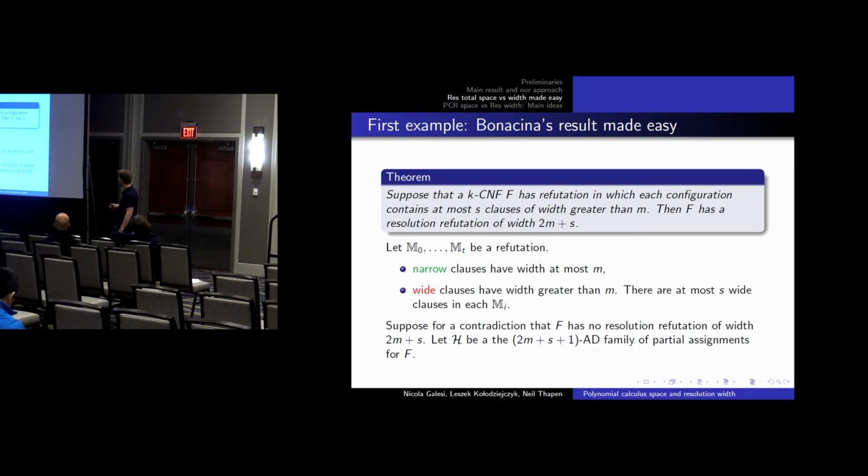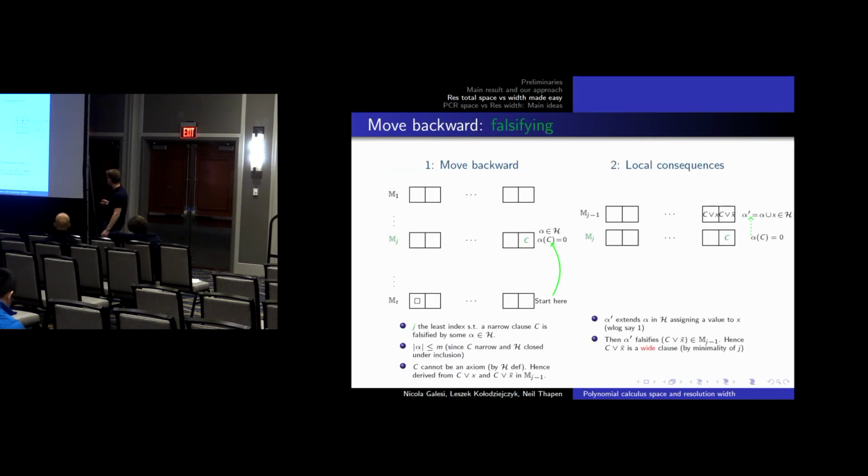Let's say that a clause is narrow if it has width at most m, and wide if it has width greater than m. And suppose, again arguing by contradiction, that since there is no width lower bound, then there is a family with parameter 2m plus s plus 1, where you can play this locally consistent game. Okay? So now we'll start at the end of the proof and find small partial truth value assignments in this family that screw up on narrow clauses, on small clauses.